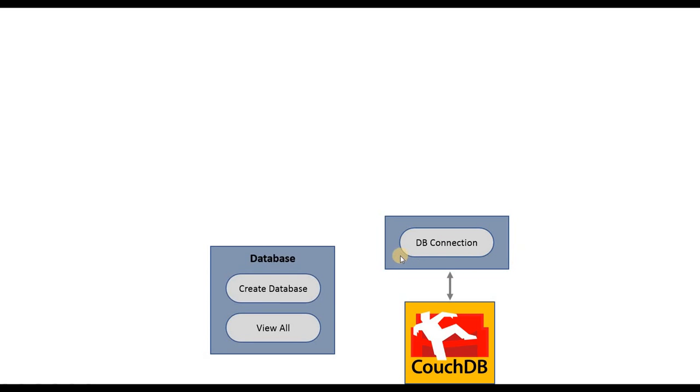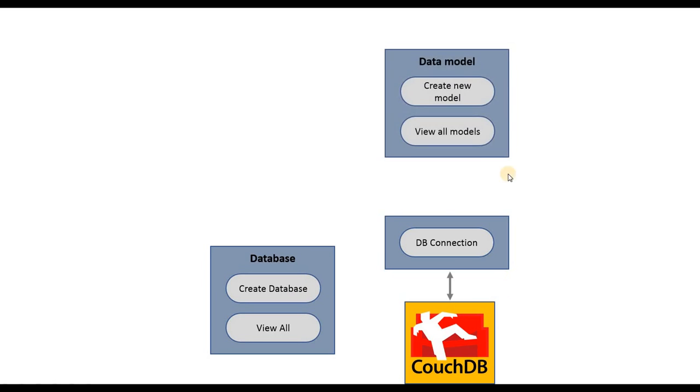Then we are going to develop another layer called the database layer, where we will provide a facility for the end user to create a new database and view the list of all databases they have created in CouchDB. And we are going to implement a layer called data model, where we will allow the user to create their own data model, or see the list of all data models they have created. The meaning of data model is the data structure.